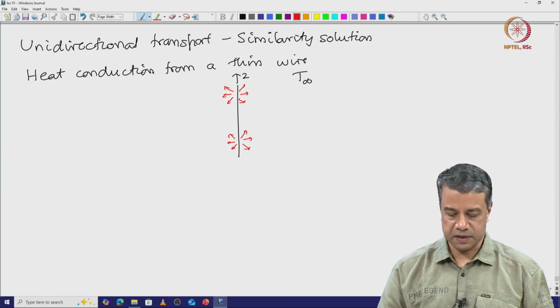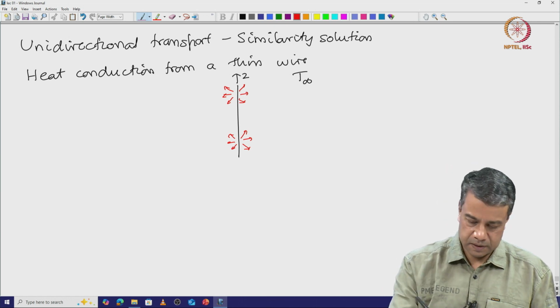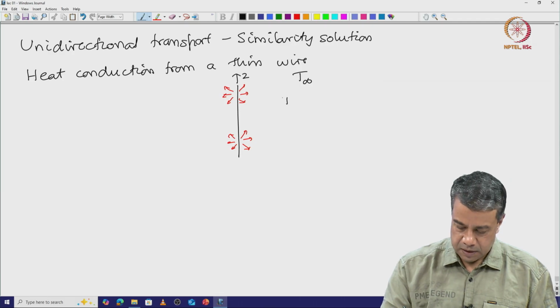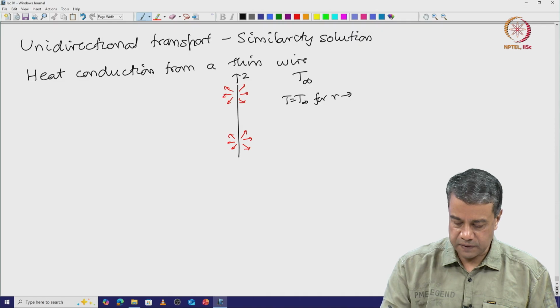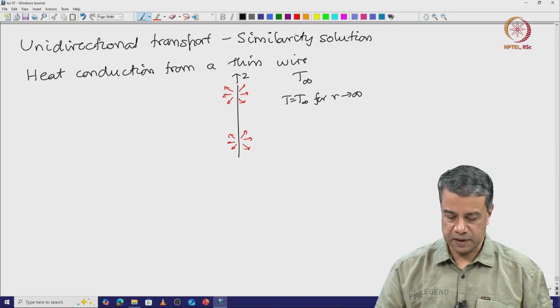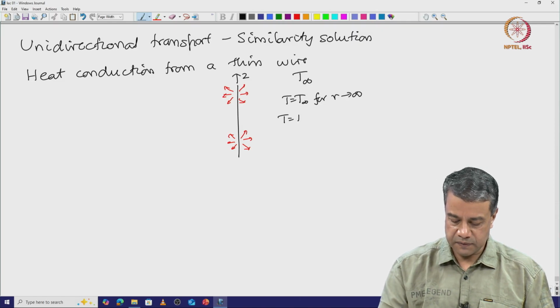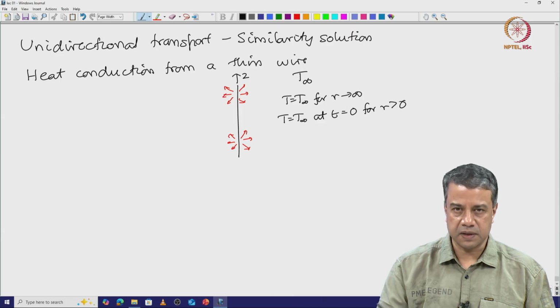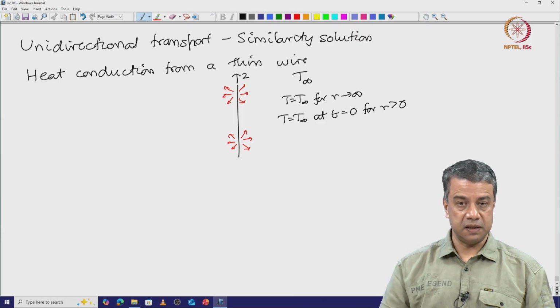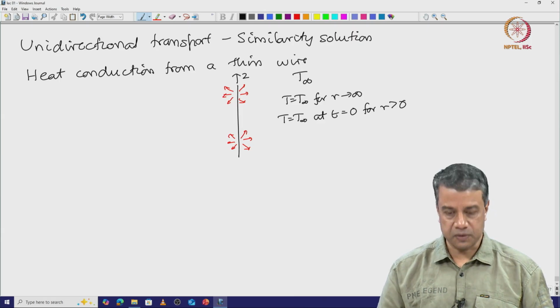So the configuration is that T is equal to T infinity for the distance r going to infinity, the distance from the wire going to infinity, and T is equal to T infinity at t equal to 0 for r greater than 0. That is just before the heating has started. The temperature is T infinity throughout the domain.